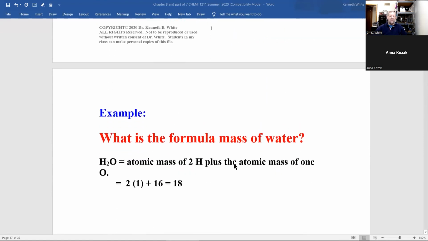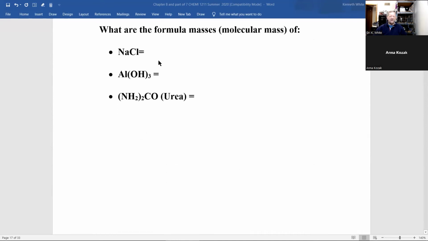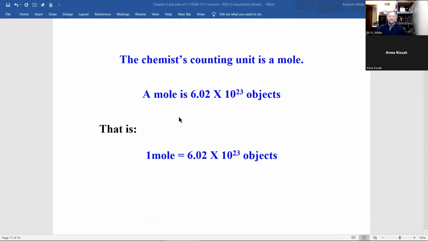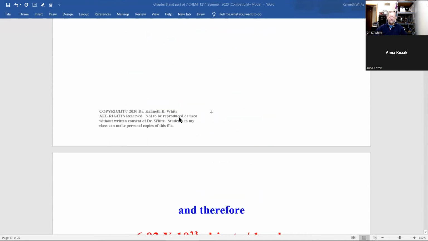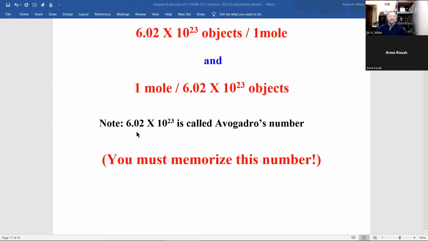We've done the formula or molecular weight of water. We've calculated some of these. We've gone through the mole. And remember, a mole is 6.02 times 10 to the 23rd. And this is called Avogadro's number. Here in the old days, I said you must memorize it, but I'll give that to you in important information. Test number 1.